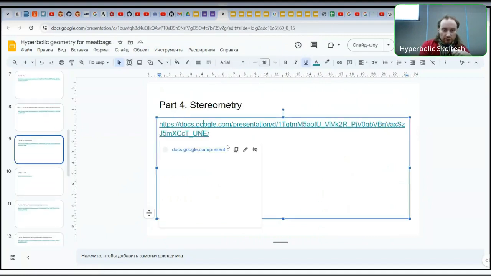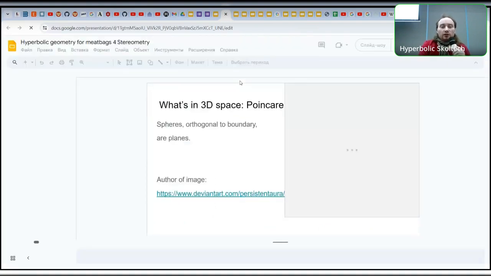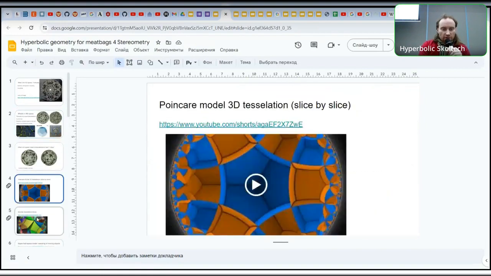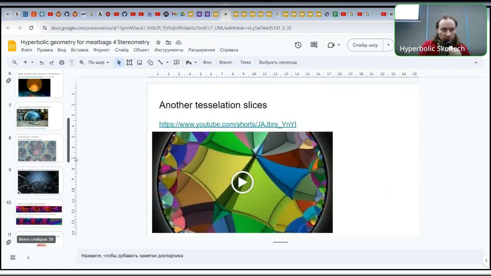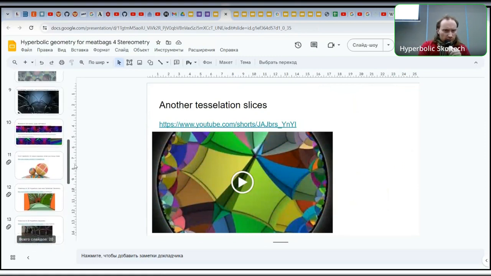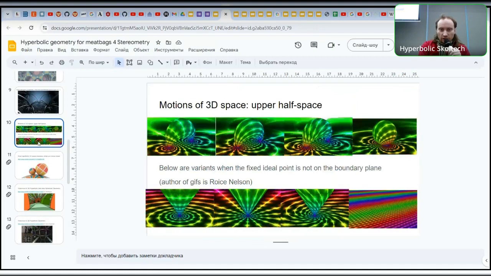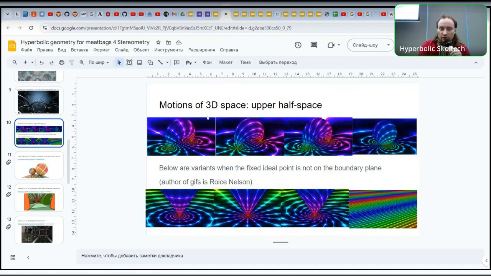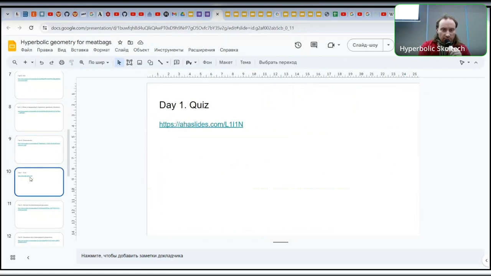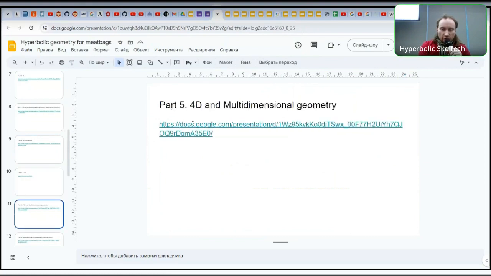Okay. So that was the geometrical part. Everything I already defined. Probably what else do I need to say to you? Okay. So those are how motions in three-dimensional hyperbolic space look. Actually, we also talked about multidimensional geometry and ways to think about it. Let me not repeat what I just said.